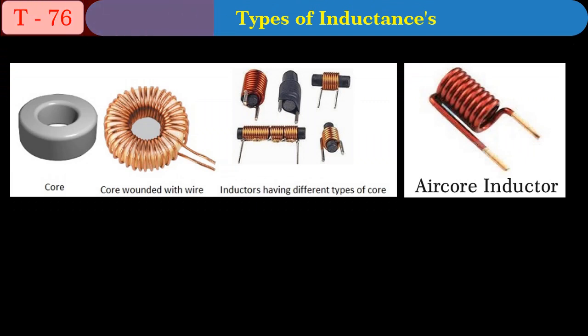Friends, here you find different types of inductors. You find a ring type core on which the wire is wound, and you find inductors wound on different types of cores. Here is an air core inductor. Air also can be used as a core. If the core is other than air, the inductance value will be much more than that of an air core inductor, depending on the value of mu.